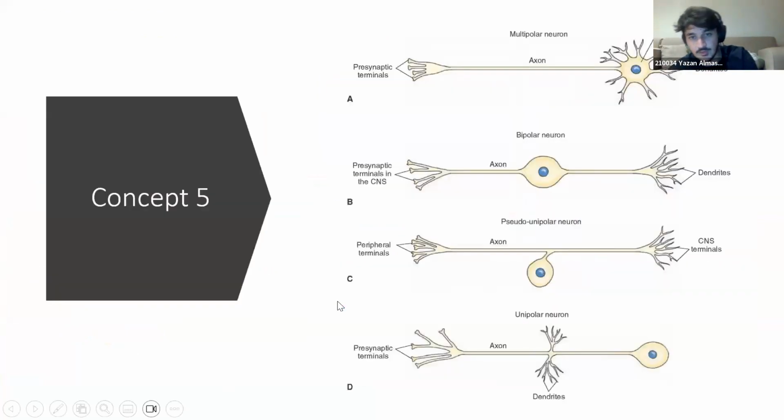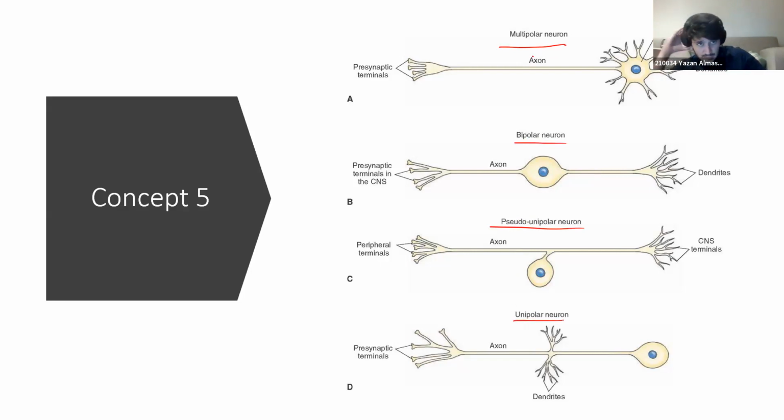Now for the neurons. So for the neurons, we have multiple types of neurons. You guys know this, right? You were taught this. So I'm going to go through them again. So we have the multipolar neuron, the bipolar neuron, the pseudo-unipolar neuron, and unipolar neuron.